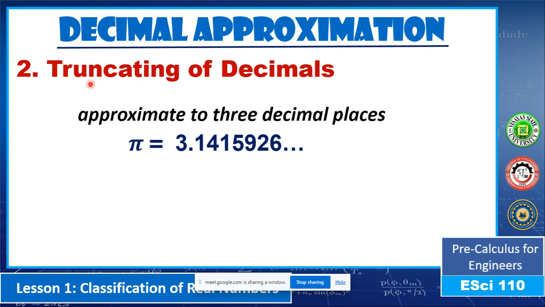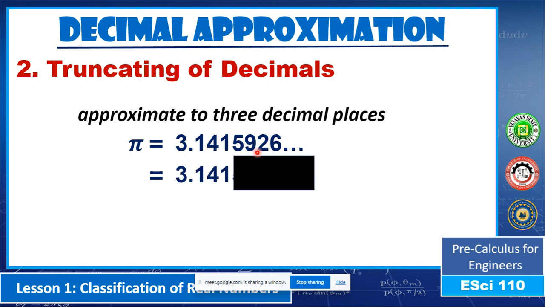When you're going to truncate pala, parang i-break mo lang, like hanggang dyan lang. For example, if we are going to approximate this up to 3 decimal places, so hanggang first, second, third, hanggang dito lang. So follow my cursor, follow the red button. So hanggang dito lang na place. So this one pala, all the numbers after this digit 1 will be excluded na. So hindi na siya kasali.